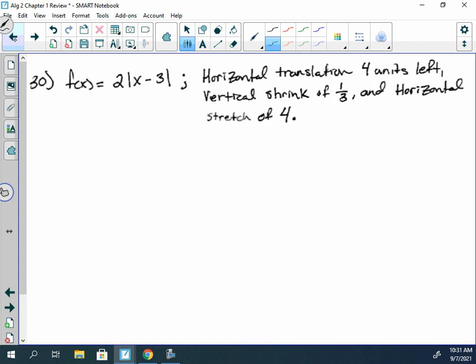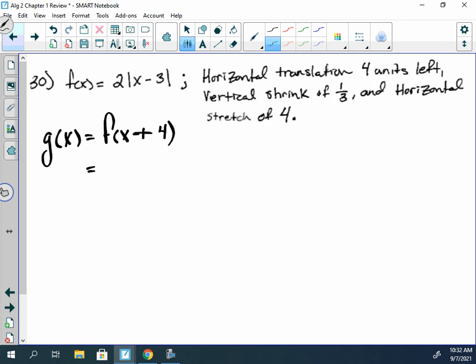Horizontal translation of 4 units left. If we've got 1, 2, 3, so I'm just going to say g of x, it really doesn't matter. So 4 units left would be x minus negative 4, because our value of h would be negative 4. Well, a negative and a negative would make a positive, so really we have x plus 4.